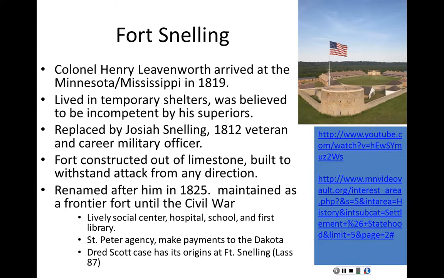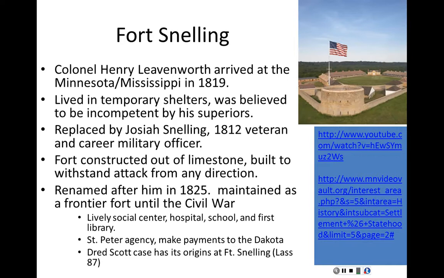His superiors didn't like the way he was doing it, so they replaced him with Josiah Snelling. Snelling actually changes some of the plans and wants to make it out of limestone. By building it out of limestone, you're basically making it immune to any attack that native populations could make against the United States. You would need literally a cannon to get through those walls. So Fort Snelling becomes an unquestioned holdout of American power in Dakota land, right there at the confluence of the Minnesota and the Mississippi River.